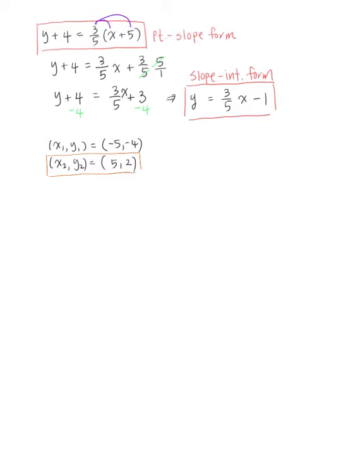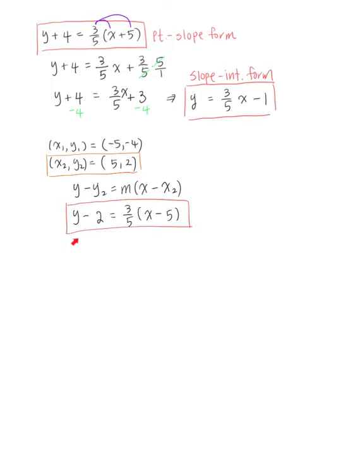Here what I'm going to get is y minus y2 equals m times x minus x2. Ready? So here you're going to have y minus y sub 2, which is 2, equals the slope, which is 3 over 5, and then x minus x sub 2, which is 5. Notice that yes, this is the point slope form, but do you see that this equation looks completely different than this equation here? But that does not mean that you did something wrong.